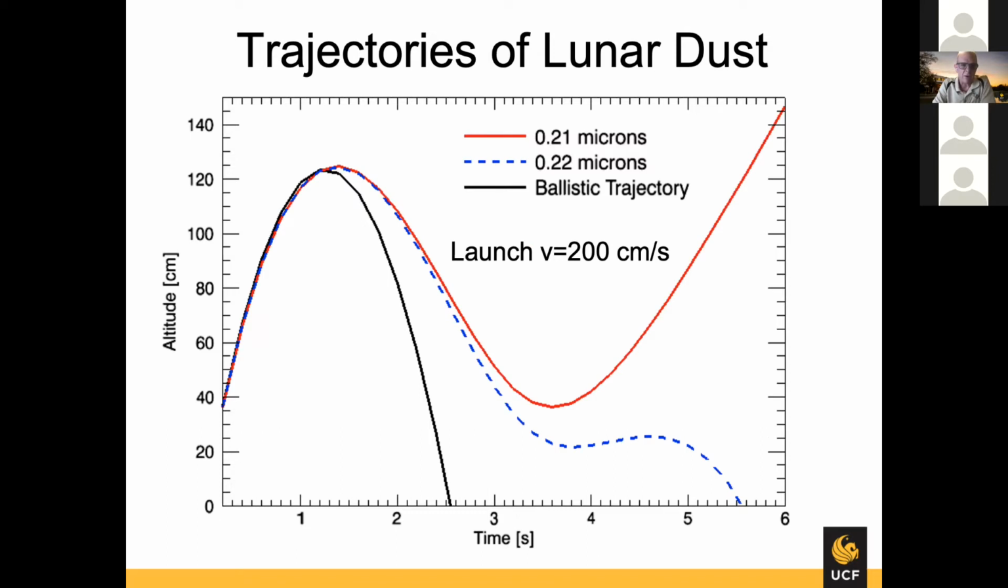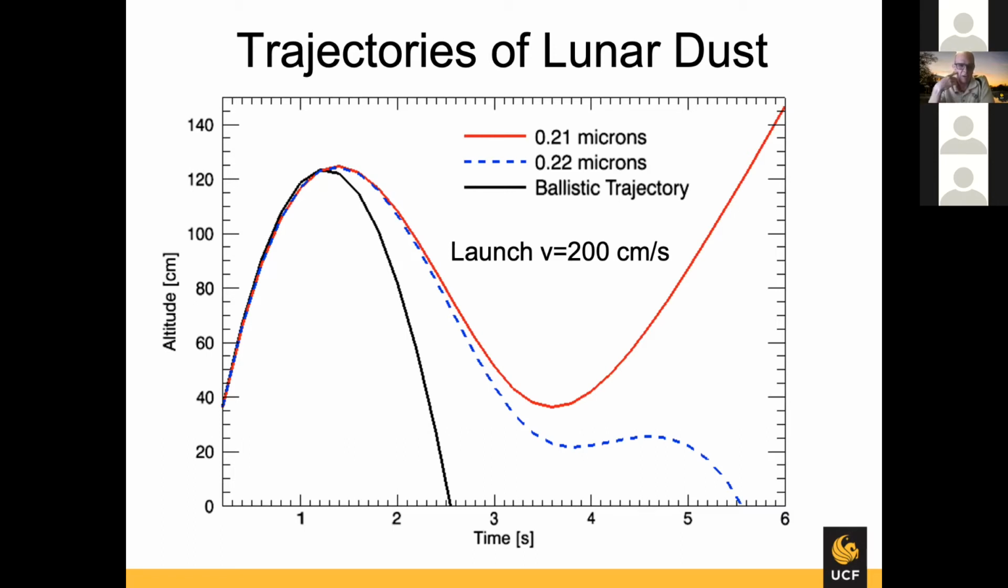And the solid black curve shows a ballistic trajectory. So turn off the Lorentz force, forget about charging, forget about the plasma. You launch a particle off the surface of the moon at 2 meters per second. It goes up a meter or so and falls back down 2.5 seconds later. Then if we include the effects of charging, the 0.22 micron size particle gets a little bit of a boost upwards. So it comes down a little bit slower, but it still ends up re-impacting the lunar surface just a few seconds later.